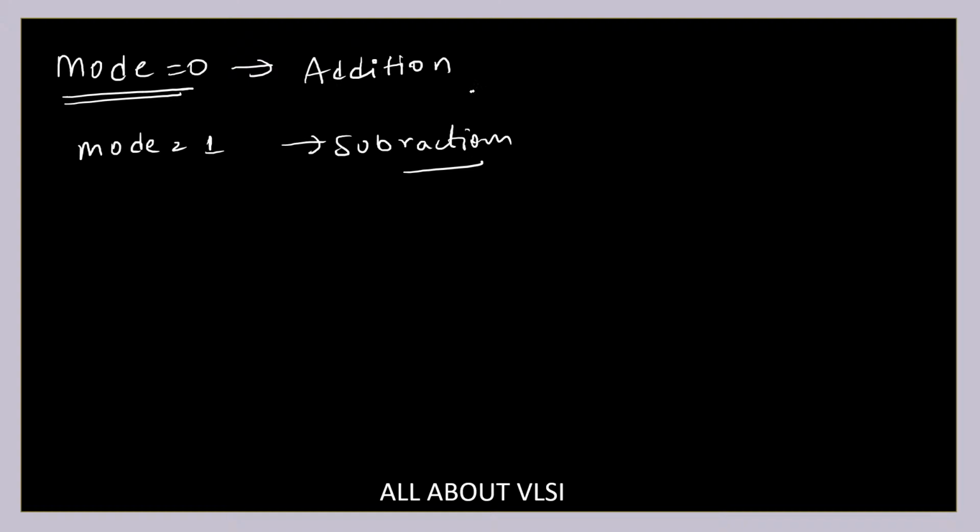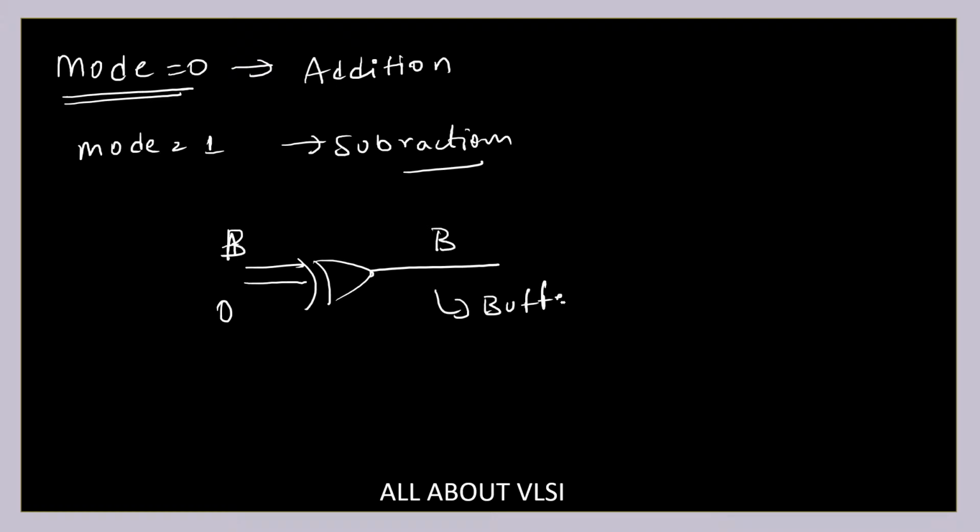Now, we already know the property of the XOR gate. If I take a simple XOR gate and give B, and one of the inputs is 0, then I'm going to get B over here. That means it is going to act as a buffer. But if I take an XOR gate and give B, and one of the inputs is equal to 1, it is going to act as B complement. That is, it is going to act as a NOT gate. So this property of the XOR gate, we are going to use over here.